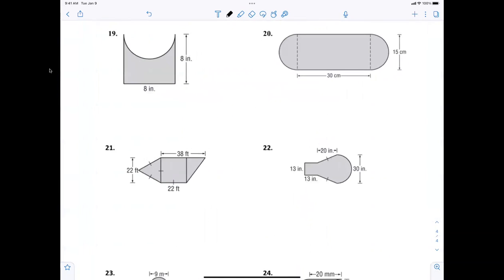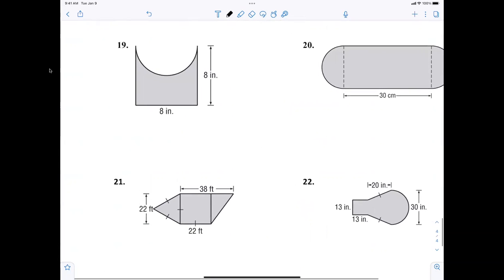All right, but I want everybody to be able to look at that and tell me what the answer is to 19. Everybody should just be able to visualize what that is. 64. You are amazing. That is correct. 64 minus 8 pi inches squared. Very good visualizing. All right, now don't be confused.